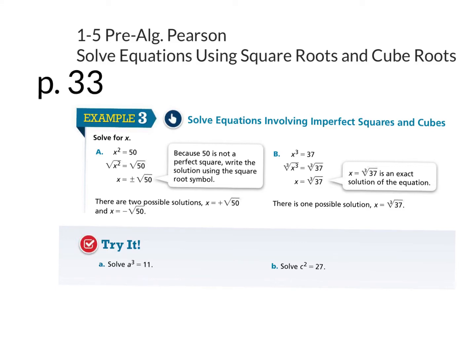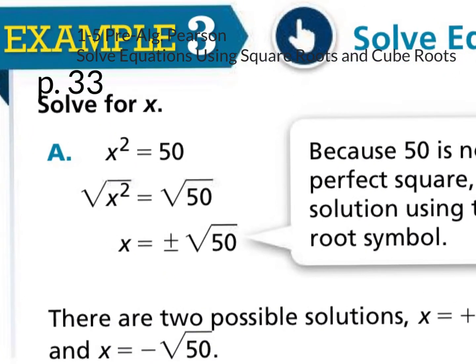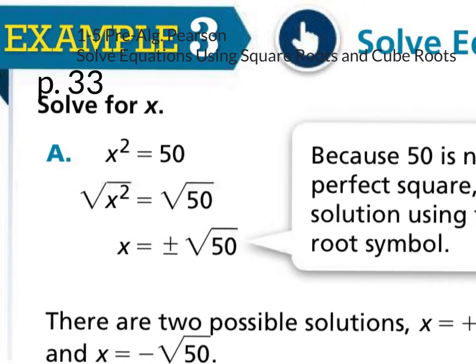Page 33, continuing lesson 1.5 on solving equations using square roots and cube roots. So if you look at example 3, they're wanting us to solve for these variables. There's no word problem or anything here. It's just saying solve for the variable, solve for x. So we're figuring out what value or values would work for this equation.